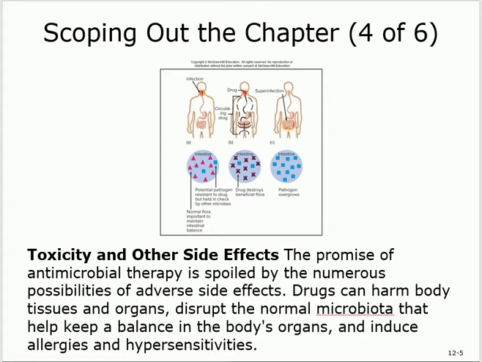We can have something like allergy. It's not killing, right? So it is selectively toxic, but it can cause allergy, for example. It can cause other reactions.